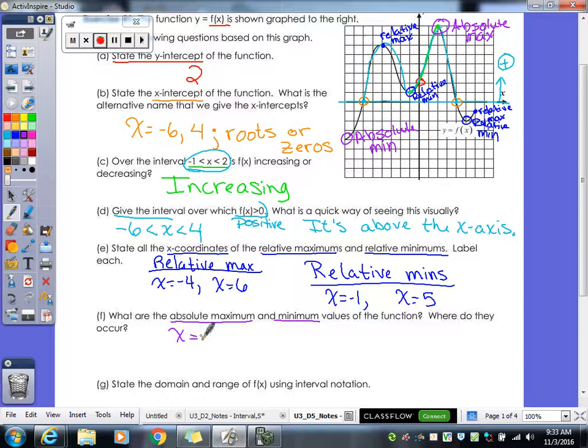So for our absolute max, our x-coordinate would be... oh wait, here they want us to give the full value. They don't want just the x-coordinates. So our absolute maximum is at 2, 8. Our absolute minimum is at 7, -8, -4. There we go. So those are our absolute max and absolute min.